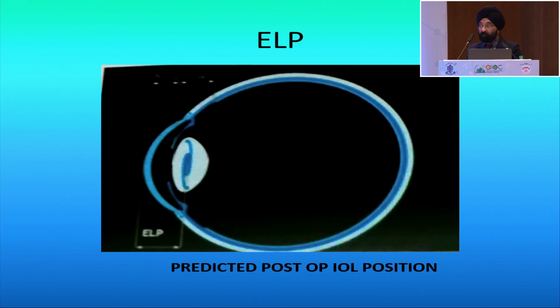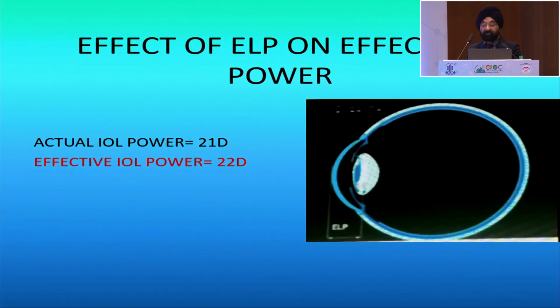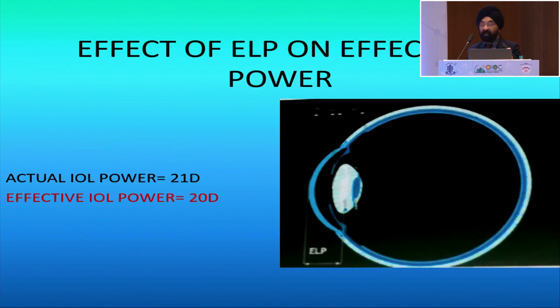So imagine, what we all want is that the IOL should sit right in the center of the capsular bag, but it does not always do so. Now, the actual IOL power is 21 diopter, but if the IOL is sitting much anteriorly in the capsular bag, the effective IOL power will be more, that is 22 diopter. And if it is sitting posteriorly, the effective lens power will be reduced, 21 becomes 20 diopter.